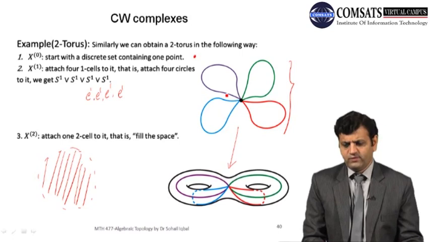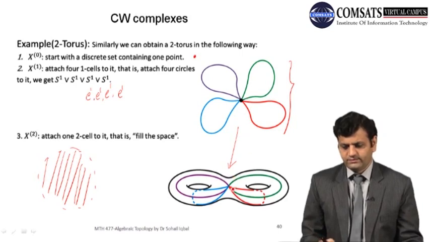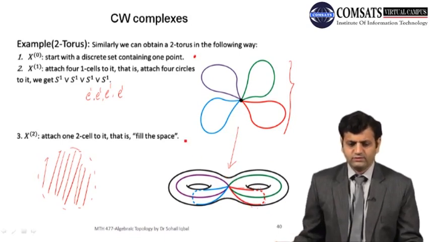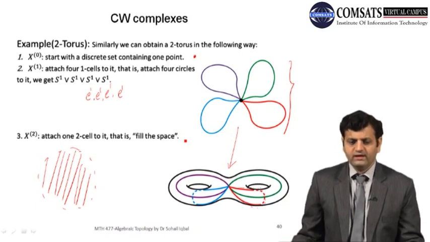Please notice the formation of these circles on this 2-torus. This purple circle is going like this, the light blue circle is going like this, this red circle is going like this, and this green circle is going like this. The dotted part means it is going around the torus. So make the formations of your circles like this, and then fill the space between them, and you will obtain a 2-torus. That's why a 2-torus is a CW complex.